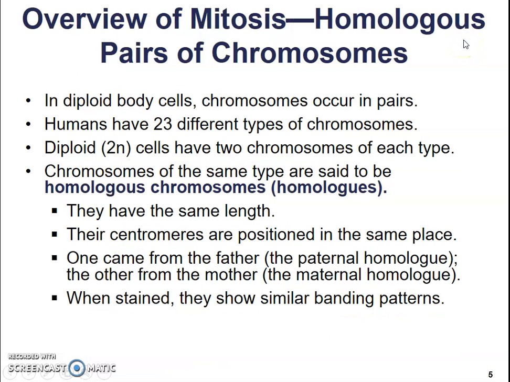An overview. Homologous pairs of chromosomes. In diploid body cells, chromosomes occur in pairs. Humans have 23 different types of chromosomes, and we have 2 of each type. Chromosomes of the same type are said to be homologous chromosomes or homologous. They have the same length. The centromere is in the same spot. One of them came from your dad, your paternal, and one from your mom, your maternal. When they're stained in a karyotype, they show similar banding patterns.